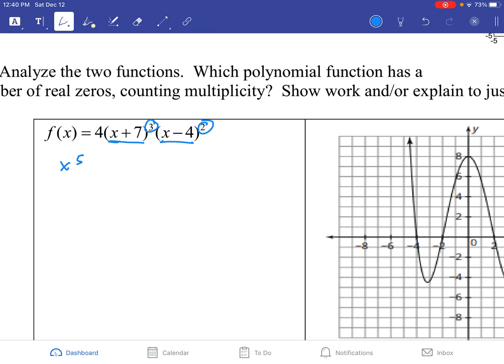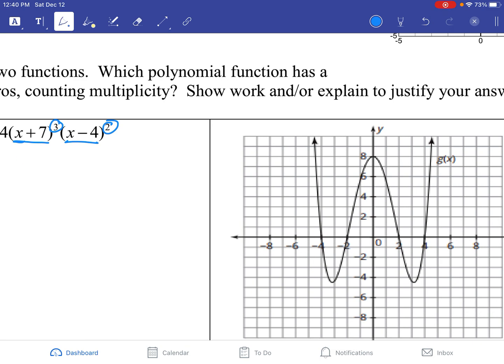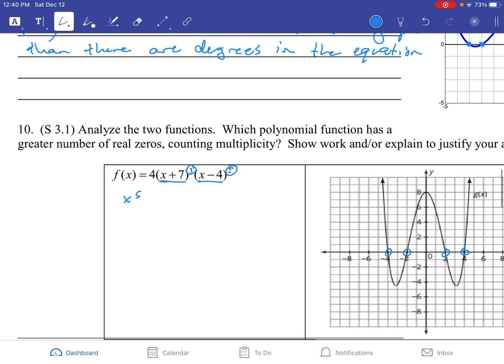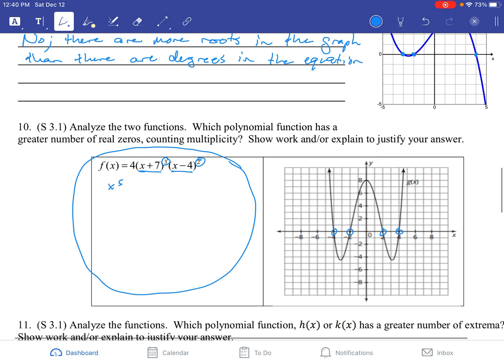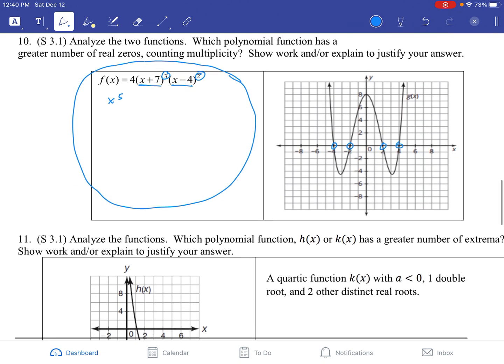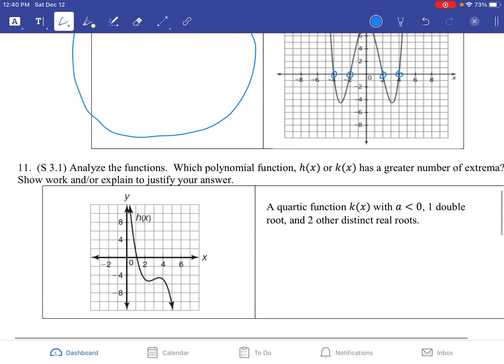So what that means is that we want to look at the other equation and figure out how many roots it has. It has 1, 2, 3, 4. So if this one has x to the 5th, counting multiplicity, it's going to have more real roots than the graph does. Although the other one has 4, this one has 5 because it's counting multiplicity. If you weren't counting multiplicity, you'd only have 2, but you're counting multiplicity, so you're going to have 5. Okay.